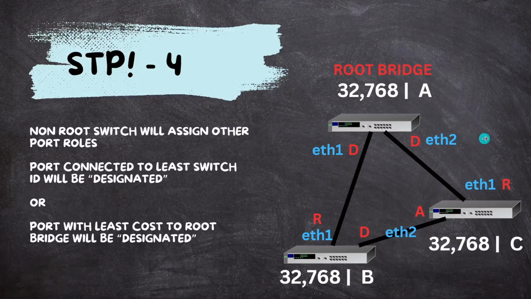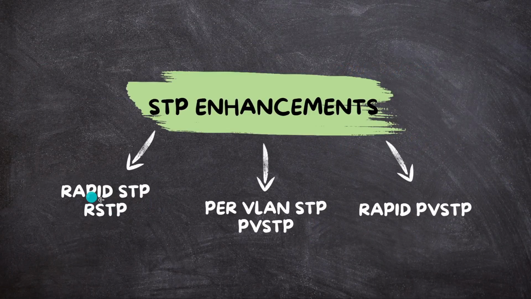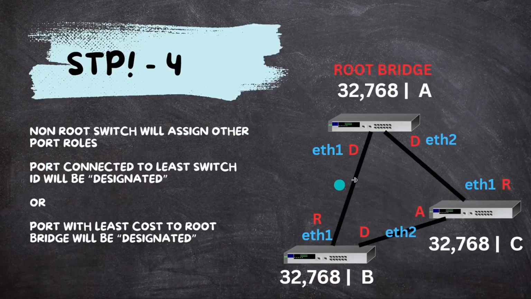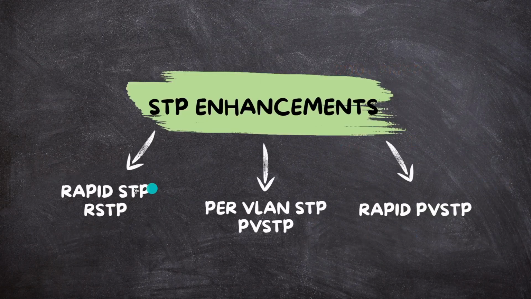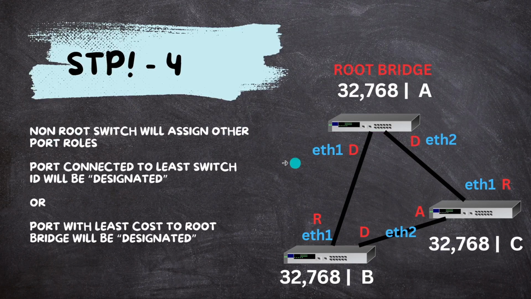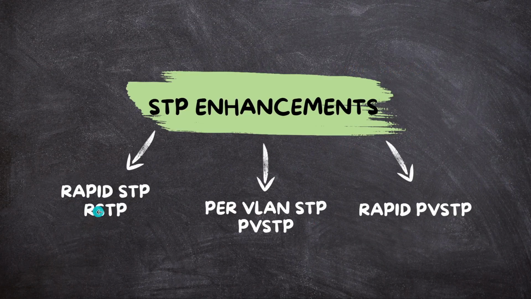And in rapid STP, it will take 20 seconds. So basically they have reduced the time before it recalculates in case of a topology change. That is one of the enhancements of STP, that they have reduced the reconvergence timer. It will recalculate much faster when there is a topology change compared to the original STP. That is known as RSTP, or Rapid Spanning Tree Protocol. So that is the first enhancement.